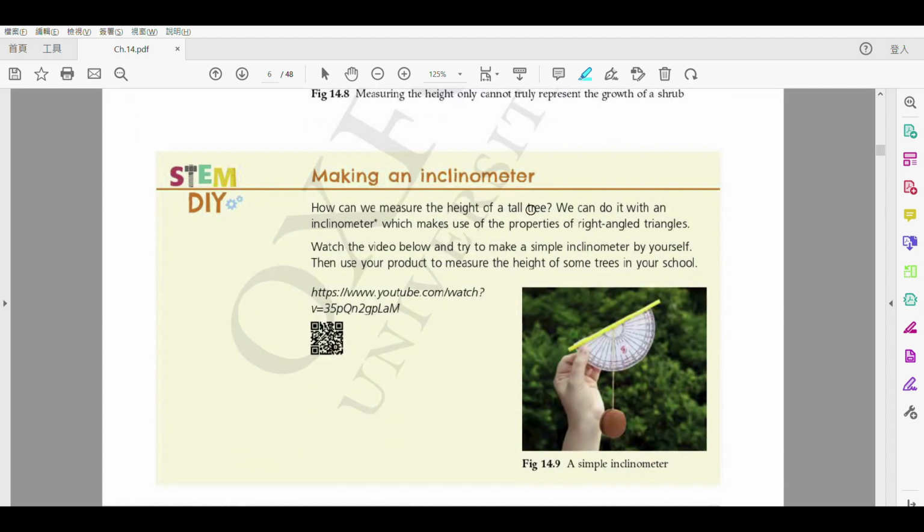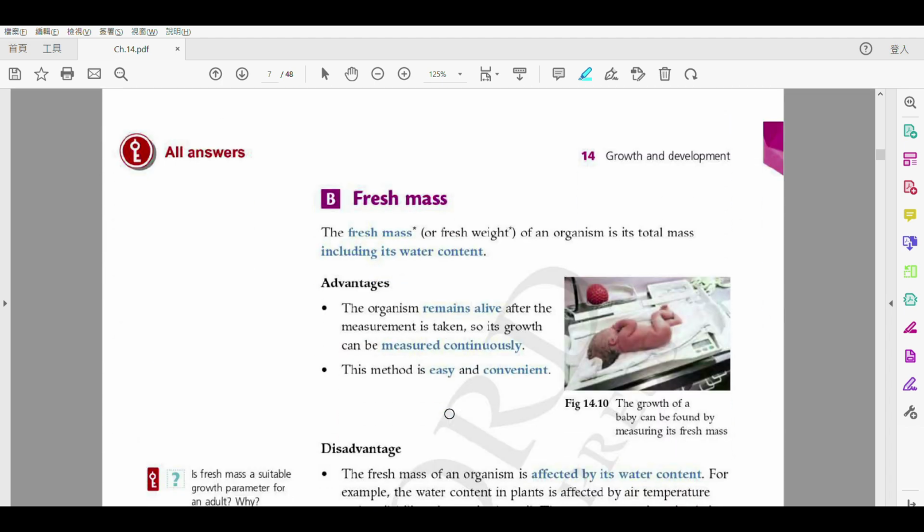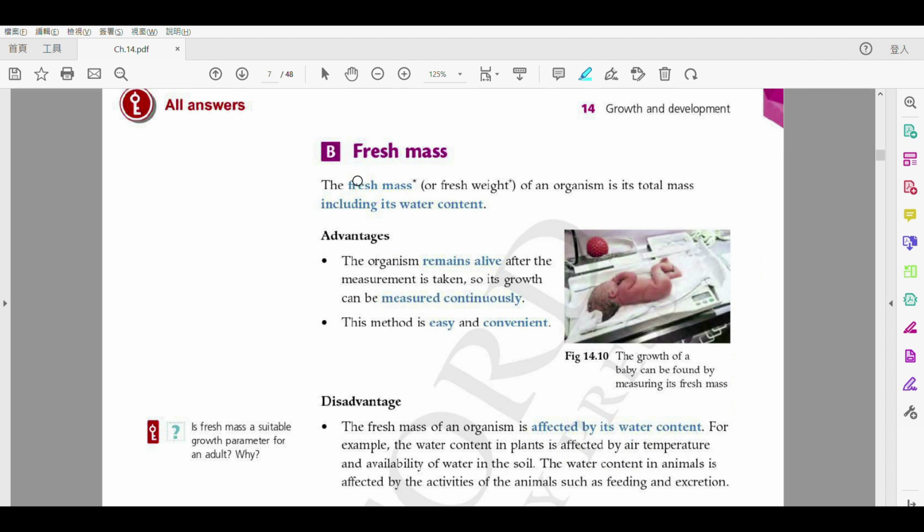Then we move on to the next one, fresh mass. When we talk about fresh mass, first of all, the definition. Of course, it is the mass, that means the weight of the organism. But this time we include the water content, all the water inside. So it's very easy to understand. So how do we measure our fresh mass? You just step on the balance and you will know your fresh mass.